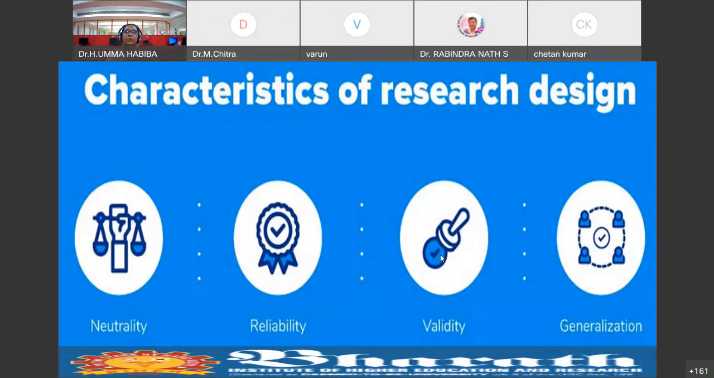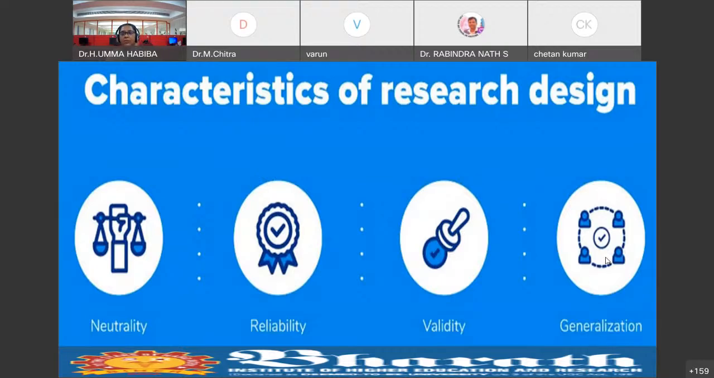For example, for 3D kind of design, in antenna design, the tool HFSS, high frequency structure simulator, is more accurate according to researchers. That tool is more accurate compared to other tools. So choosing a tool for the design is very important. It deals with the characteristics of validity and generalization.